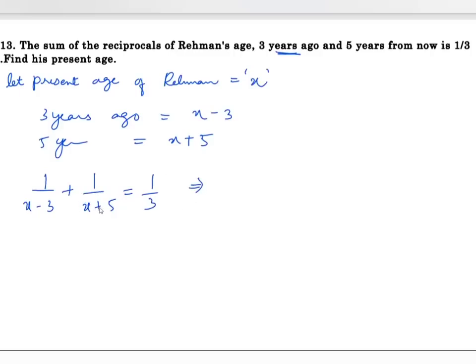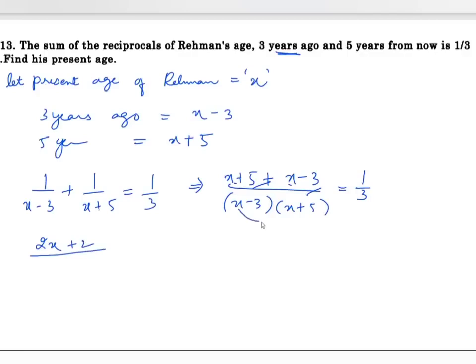Now take the butterfly method. x plus 5 into 1 is x plus 5, plus x minus 3 into 1 is x minus 3, divided by x minus 3 into x plus 5, equals 1 by 3. Now x plus x is 2x, 5 minus 3 is 2, that is plus 2, divided by, now this is the binomial product: x into x is x square, x into 5 is 5x, 3 into x is minus 3x, and minus 3 into 5 is minus 15, equals 1 by 3.